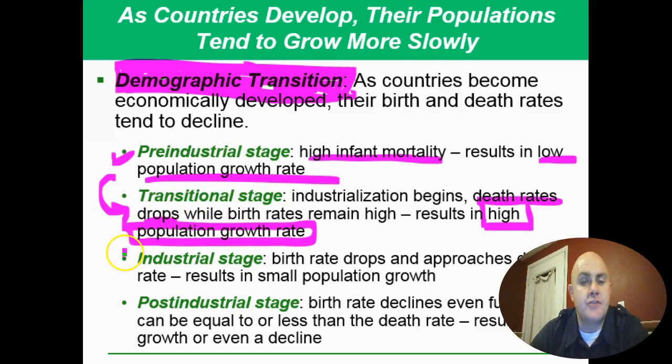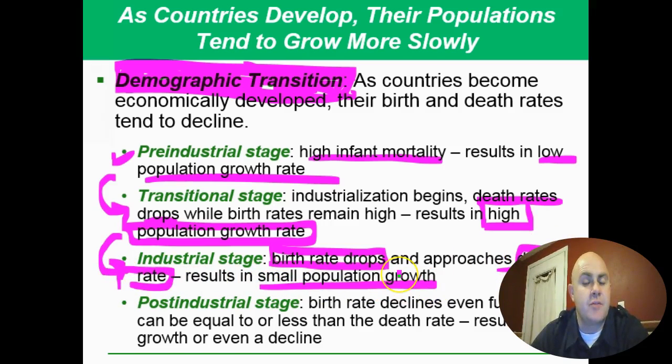Once countries get through that, they actually go into the industrial stage. In this case, once they're in the industrial stage, more education, more people in the workforce, now the birth rates actually fall off. And they get closer in amount to the death rates. And so what we get here is a slowing of the population growth. Still growing, but a slowing of it.